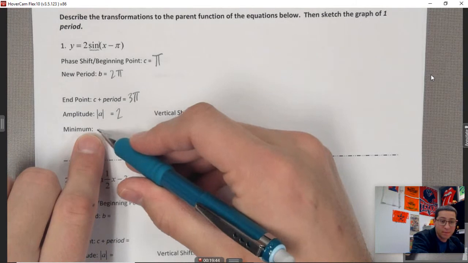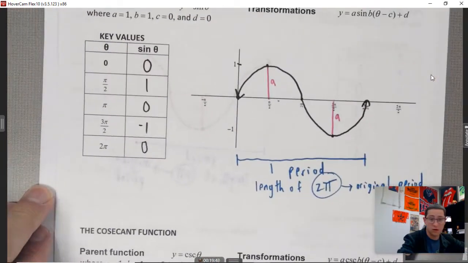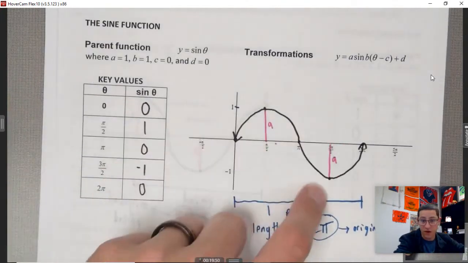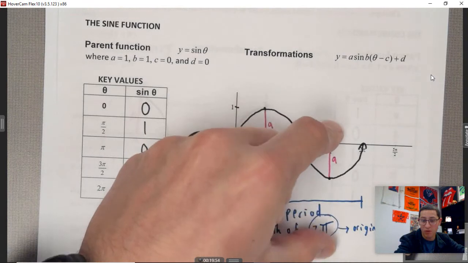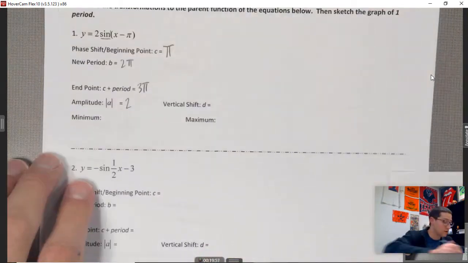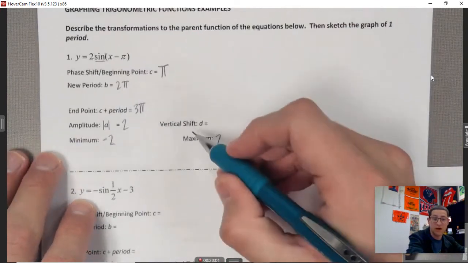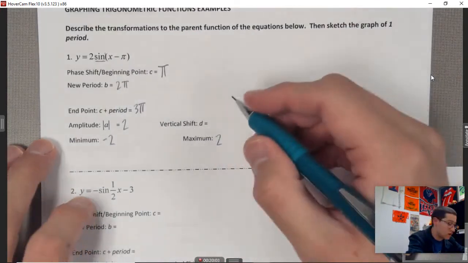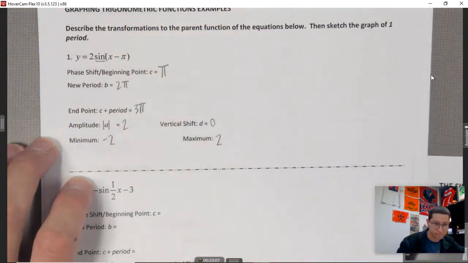Your minimum: if your amplitude is 2, let's look at our original. For sine, your minimum was -1. We're multiplying by 2, so it's going to be -2 as your minimum. Your maximum, very similar, is 2. And is there a vertical shift? No, there's not. We could be adding 0 out here, so it's technically 0.